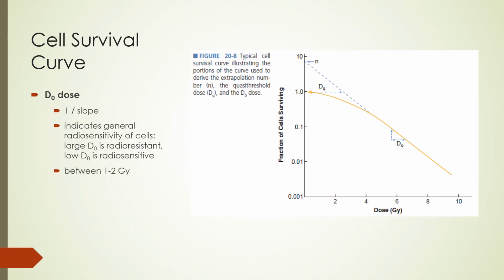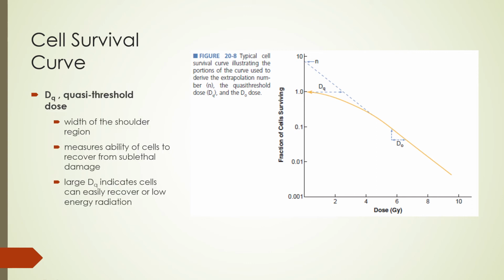The D0 dose describes the radiosensitivity of the cell population under study. The value of the D0 dose is the reciprocal of the slope of the linear portion of the cell survival curve. If a cell is very sensitive to radiation, then the slope of the survival curve will be steep and the value of D0 will be small. If a cell is radioresistant, the slope will be rather flat and D0 will be large. The D0 for mammalian cells is approximately 1 to 2 gray for low LET radiation.